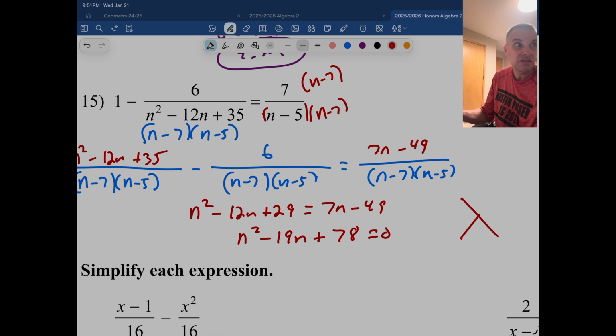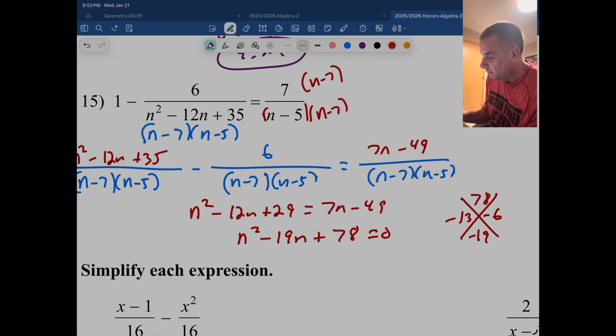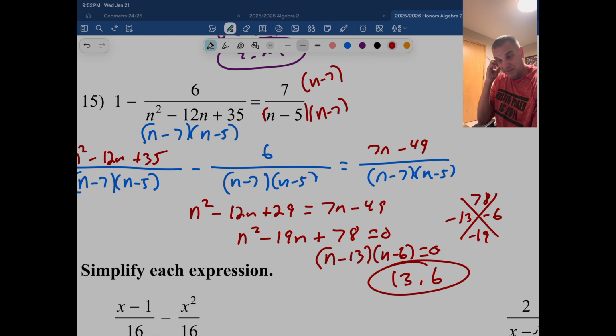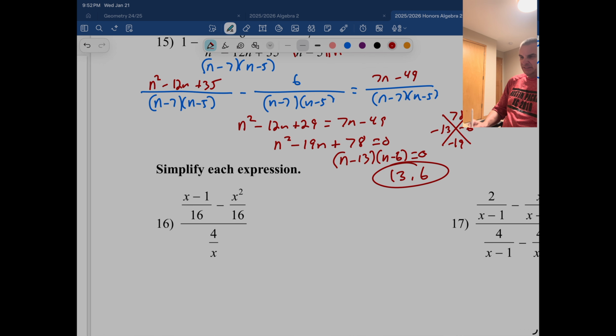Factor. 13 and 6. So negative 13 and negative 6. 78 and negative 19. Sorry, n minus 13, n minus 6. 13 and 6 work because it can't be 7 or 5. Look at that. On to our favorite ones.